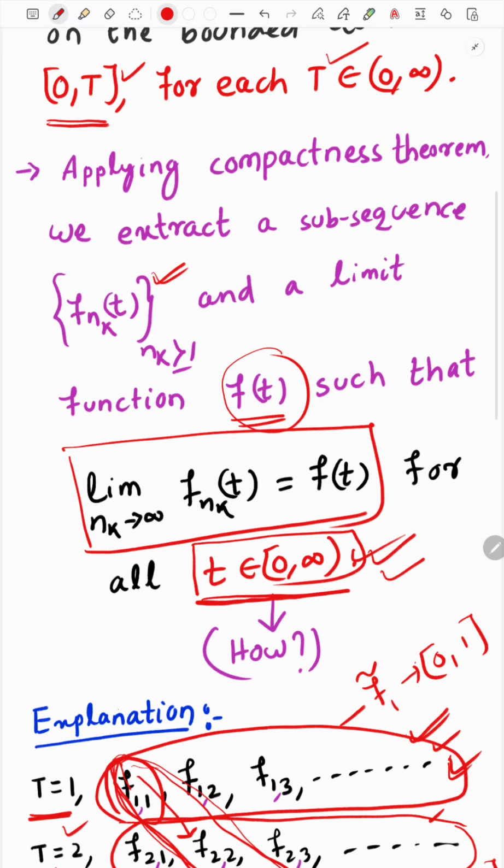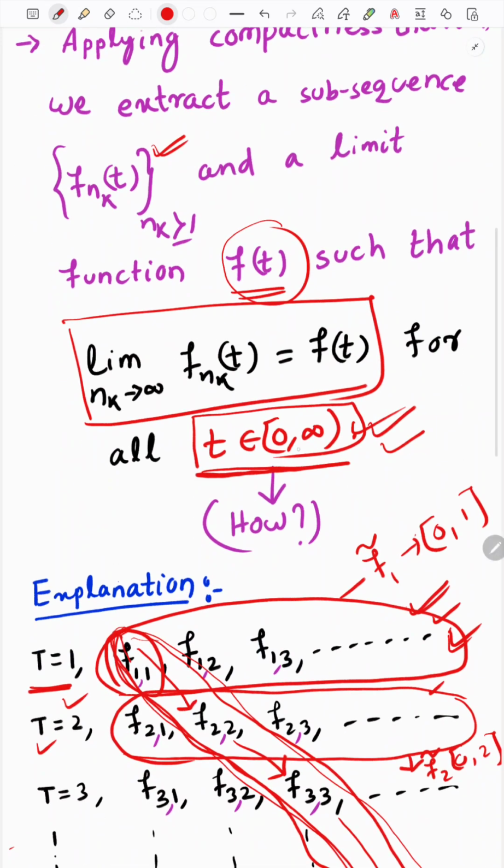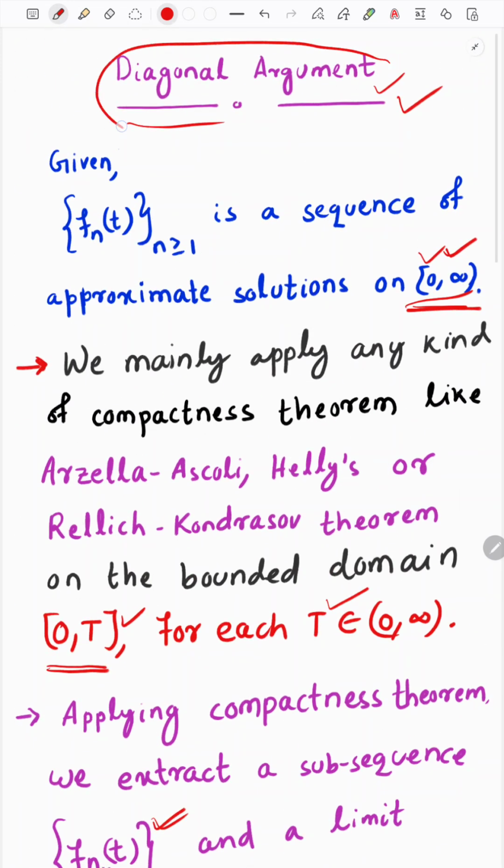Therefore, most authors, when they apply the compactness theorem, do not care about the unbounded domain 0 to infinity. Instead of writing t belongs to 0 to T, they write directly 0 to infinity. But here they use a term called the diagonal argument or the diagonal process. I hope that this concept is clear to you.